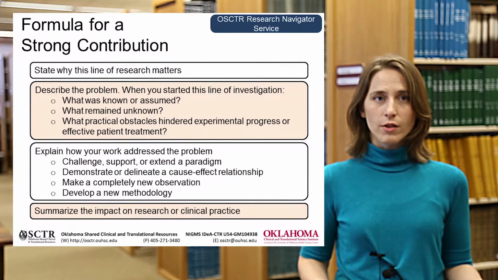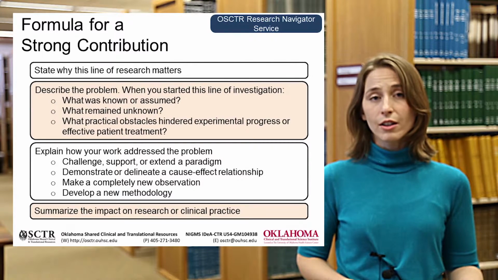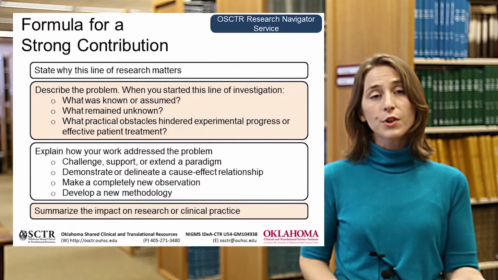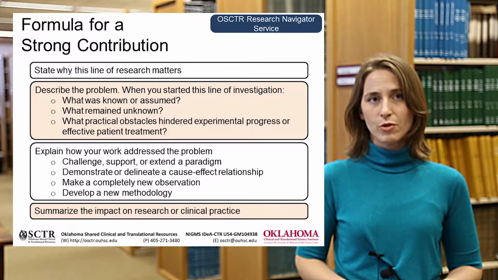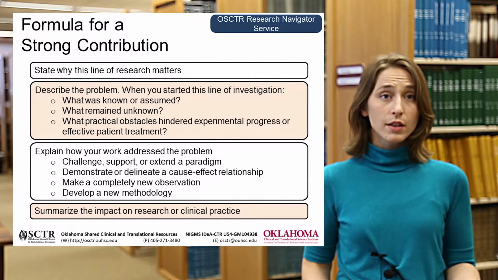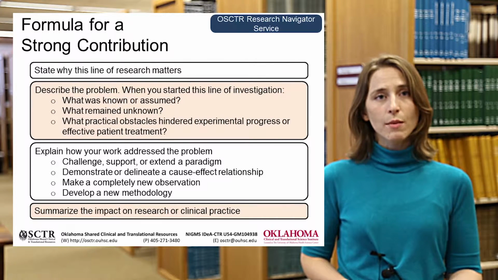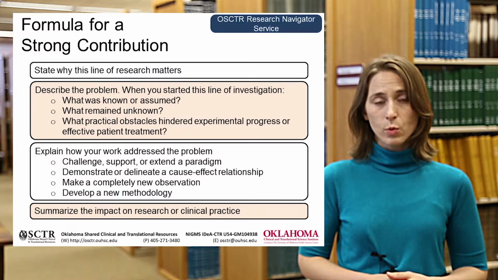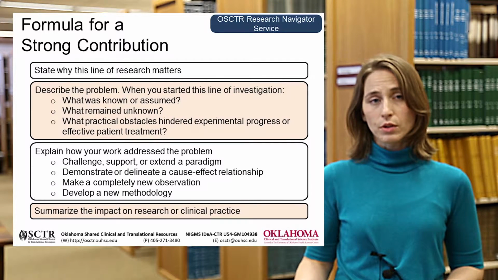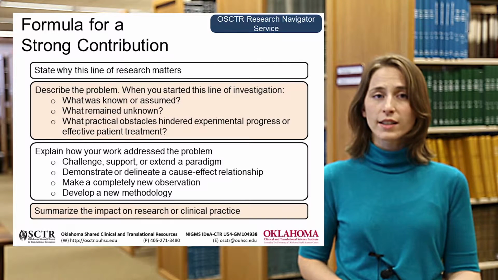When you're ready to write your contributions, you can follow a simple formula to make sure they are clear and convincing. First, provide a brief title for each contribution. Then state the problem that your work addressed. This should take just 1 or 2 short sentences. You can describe what was known or assumed when you started your work, what remained unknown, or what practical obstacles hindered experimental progress or effective patient care.